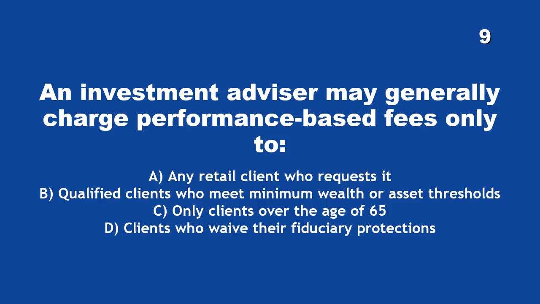An investment advisor may generally charge performance-based fees only to Option A, any retail client who requests it. Option B, qualified clients who meet minimum wealth or asset thresholds. Option C, only clients over the age of 65. Option D, clients who waive their fiduciary protections. The correct answer is B, qualified clients who meet minimum wealth or asset thresholds.